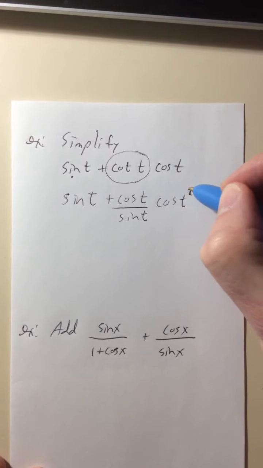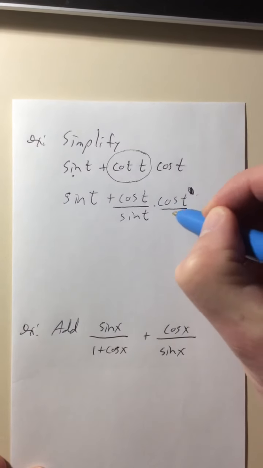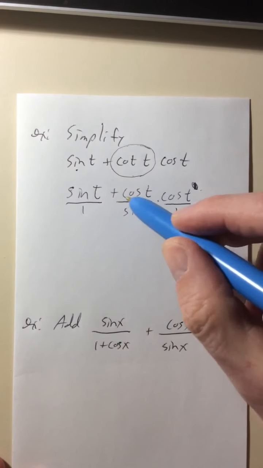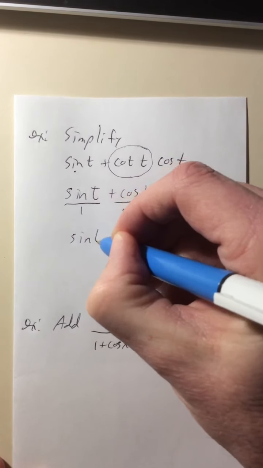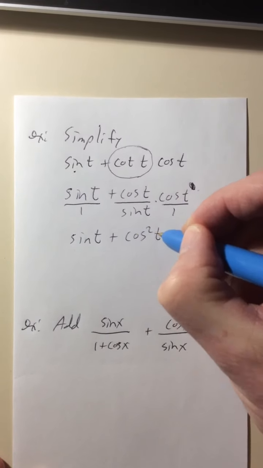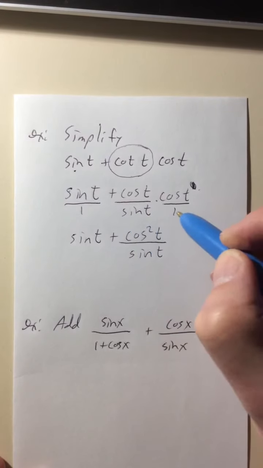Oops, I got ahead of myself there. All right, so we're multiplying. And this is over 1, and this is also over 1. And so we see that we're going to multiply cosine t times cosine t. So now we have a sine t plus cosine squared t over sine t. Right, just multiplying bottom times 1.